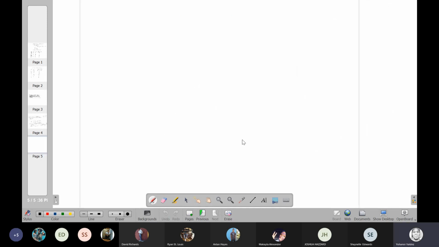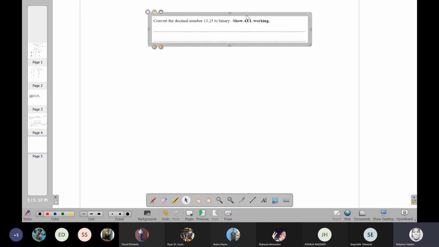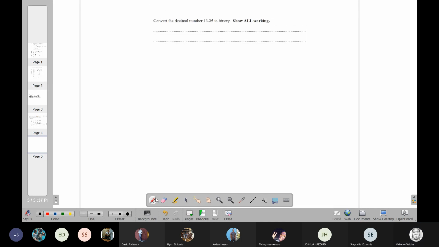So the next question is going to be a decimal to binary floating point question. And what they want us to do is to convert the decimal number 13.25 to binary, right? 13.25 to binary. Do you all remember how to do this?